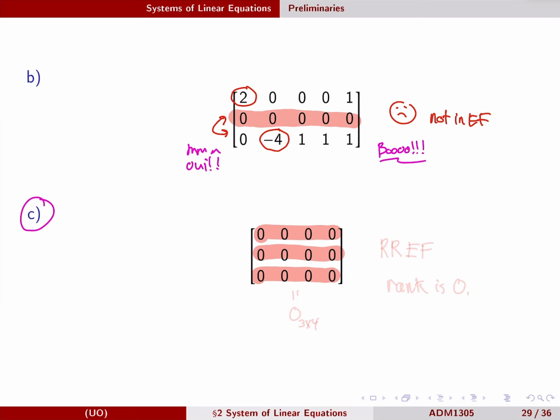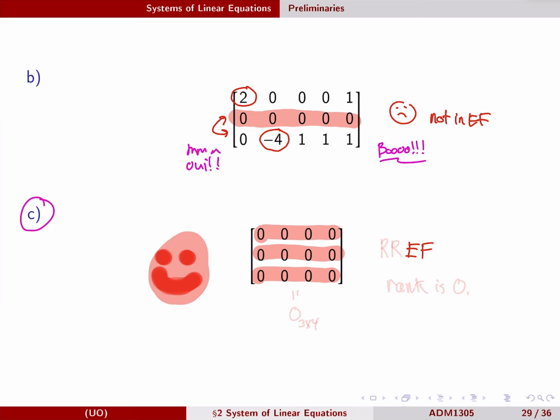The second condition is, if you have any leading coefficients, they need to go from left to right. And because we don't have any leading coefficients, it does not contradict that second point. So that matrix is actually in echelon form. Is it in row reduced echelon form? And strangely, yes, it is, because if I had any pivots, they would need to be equal to 1. And because I don't have any, they are satisfying that condition.